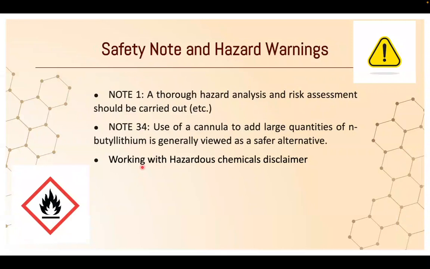In the notes section, point number 1 stated that the standard safety notes and hazard warnings should be listed when conducting an experiment with potentially dangerous chemicals, and a thorough hazard analysis and risk assessment should be carried out with regard to each chemical substance and experimental operation, on the scale planned and in the context of the lab where the procedures are carried out.